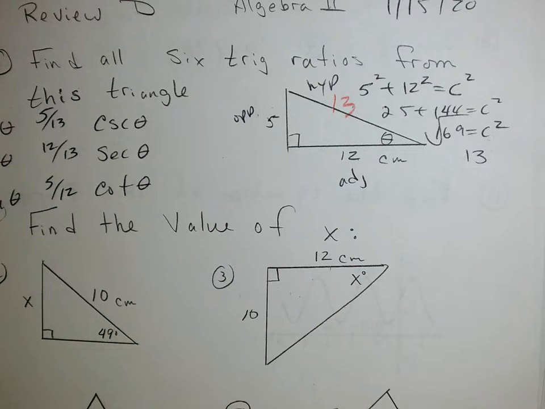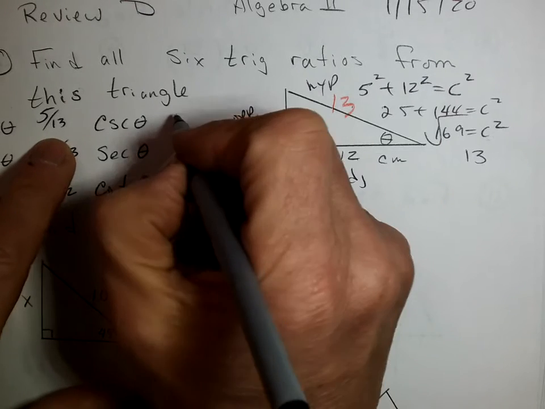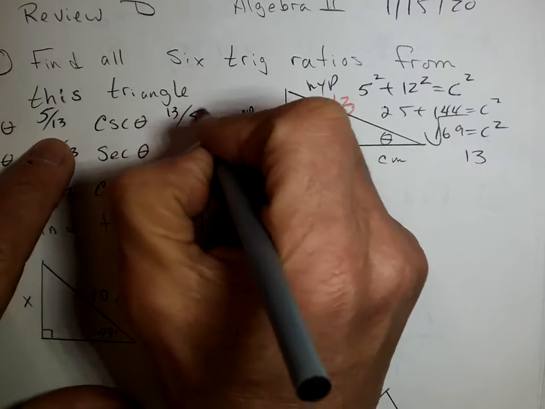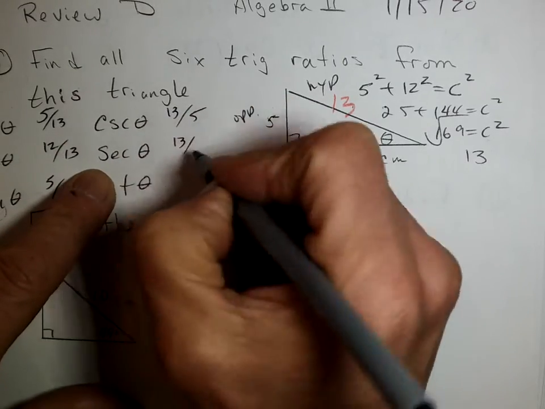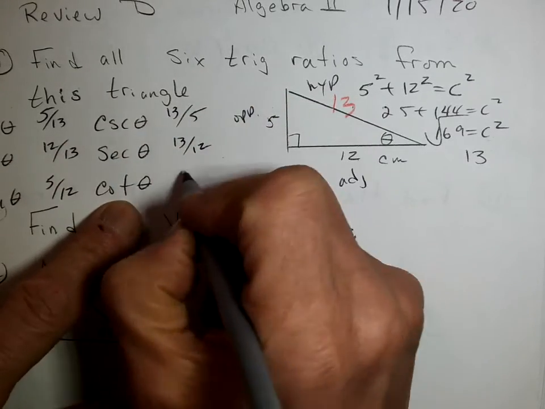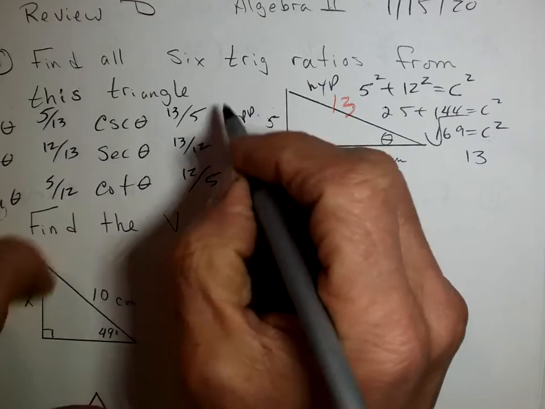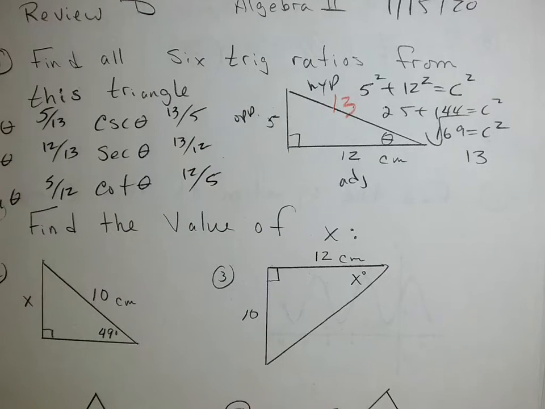Now, cosecant, secant, and cotangent are just the reciprocals. So 13 over 5, 13 over 12, and 12 over 5. And you guys can do this. We've been doing this for a good month or more, right? And you did this in geometry too. So this should be a super easy one for you, okay?